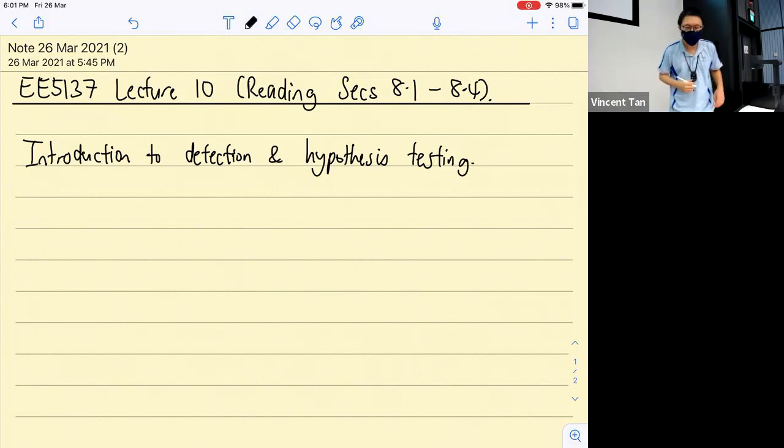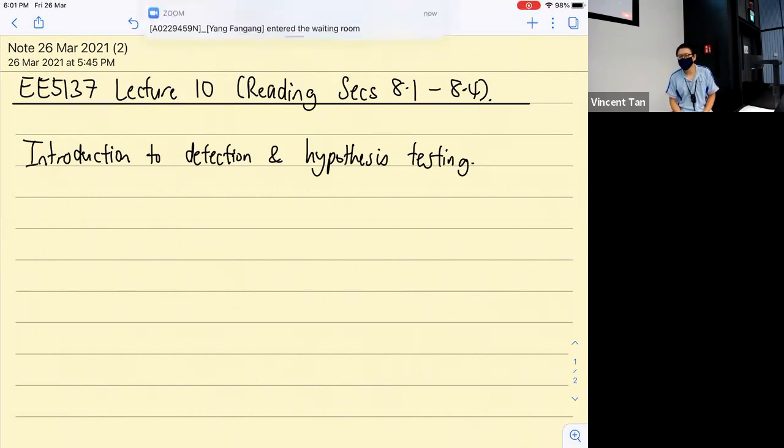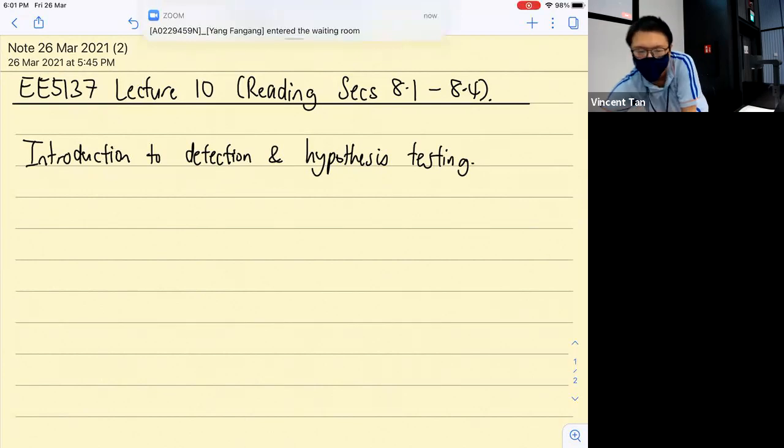Okay, so this is chapter 8, and the content is on detection and hypothesis testing. And I don't think this is very difficult, but there are some tricky aspects. Okay, so can the Zoom people hear me? Okay, great.